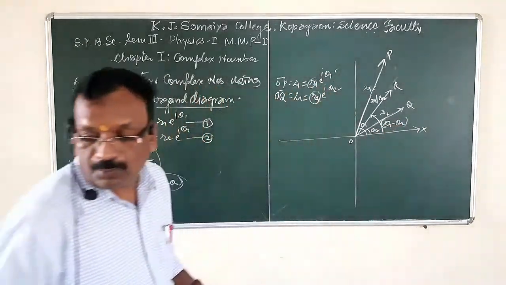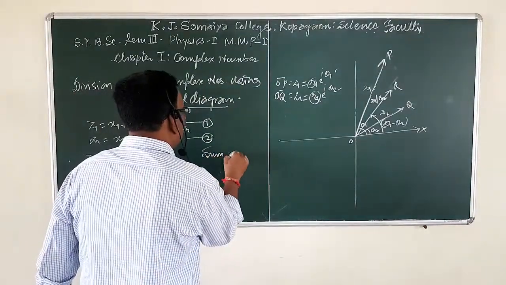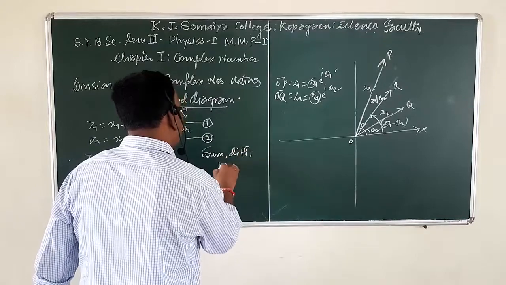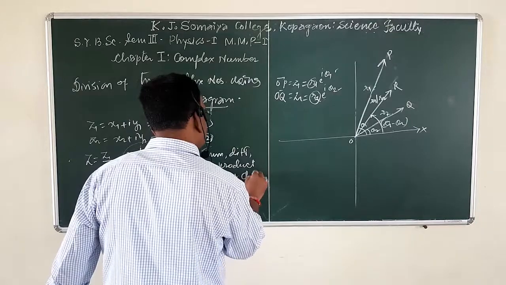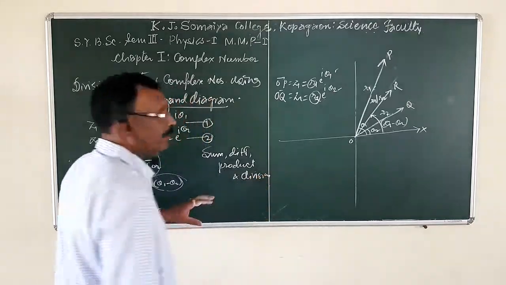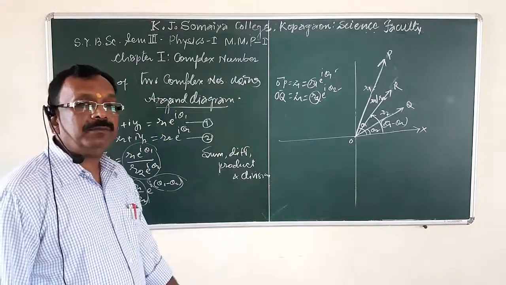In this way, the algebraic operations, that is sum, difference, product and division of two complex numbers, can be obtained by using an Argand diagram.